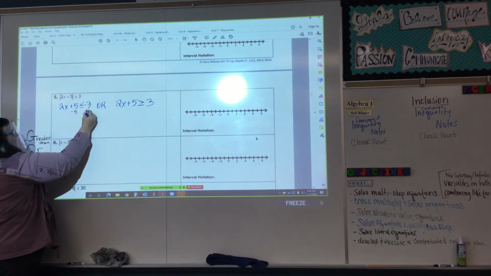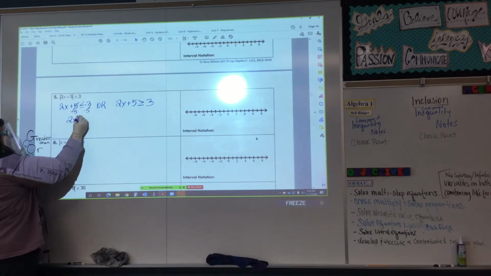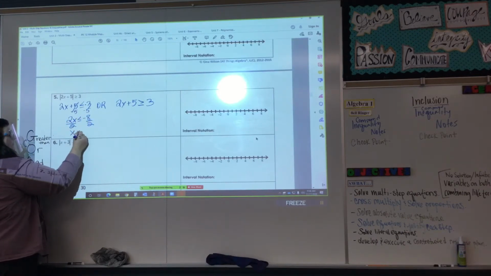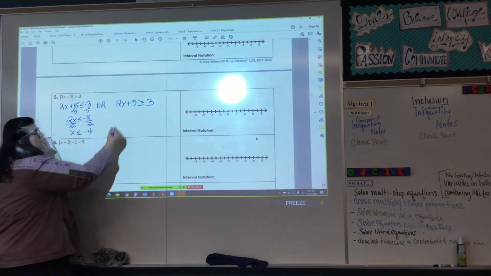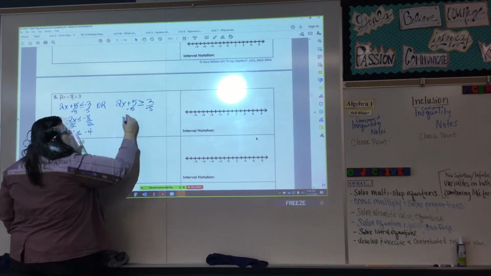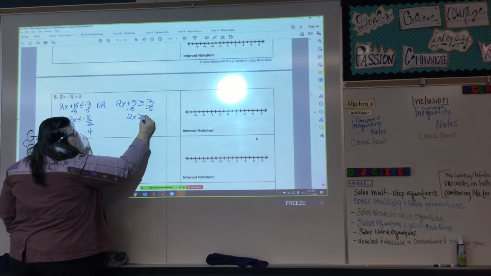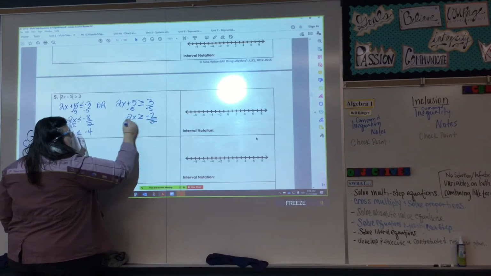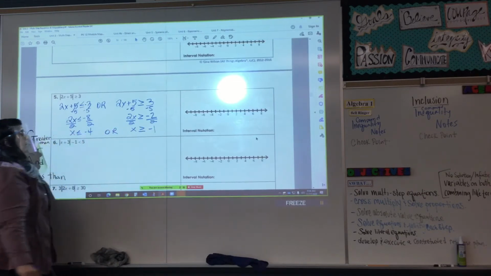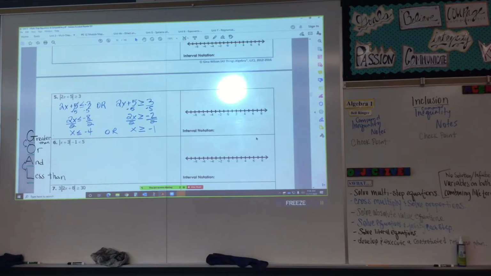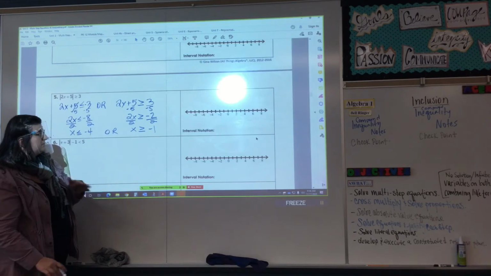I'm going to subtract 5. They're two-step equations, and then divide by 2. So x is less than or equal to negative 4. Solving the other one, 2x is greater than or equal to negative 2. Divide by 2. X is greater than or equal to negative 1. Solving this part should come pretty smooth for us.